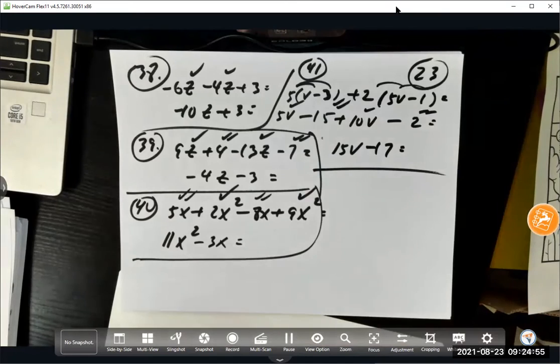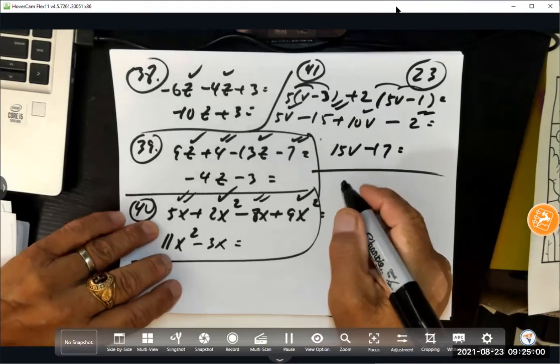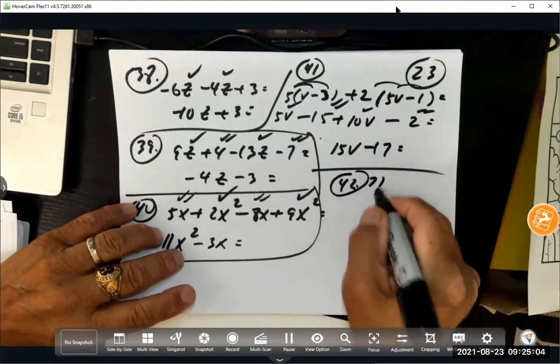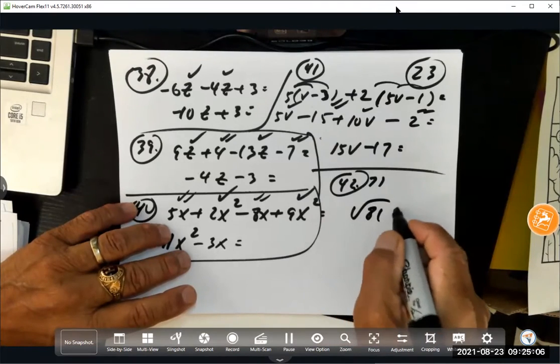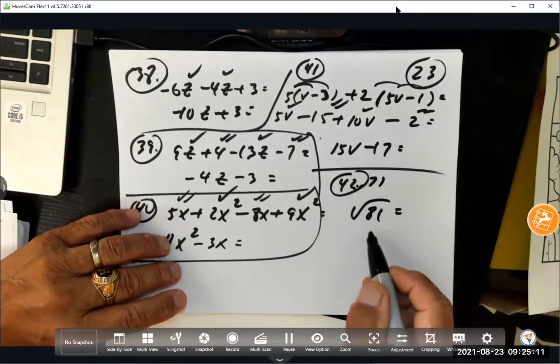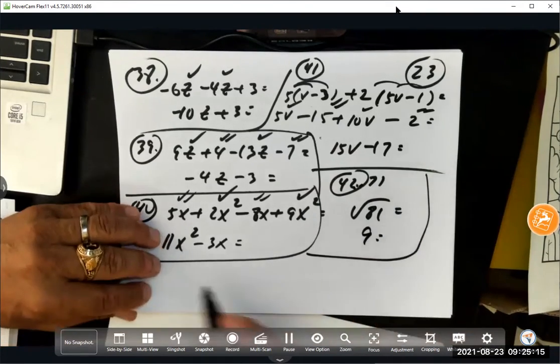All right. Let me do something a little bit different. Number 42. Let me do this first. The square root of 81. Just give me the answer. What number times what is 81? 9. Okay, that's right.